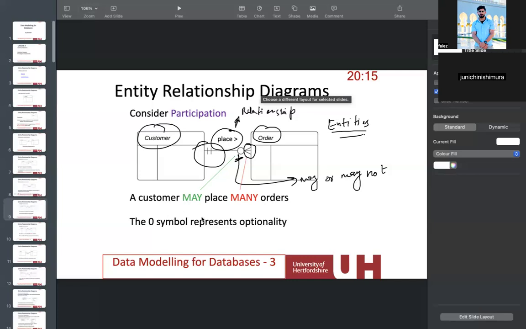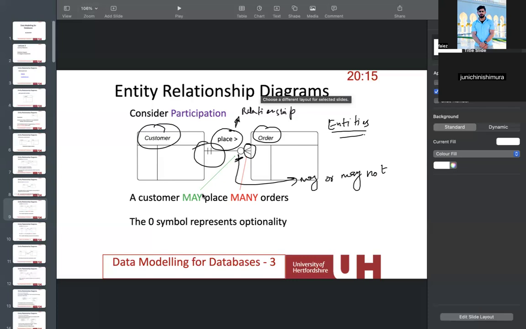So basically these two lines represent participation. Now, in an ER diagram, and obviously this is an ER diagram, this means that in this relationship a customer must exist in order for an order to be placed. If there is no customer, there will be no order.